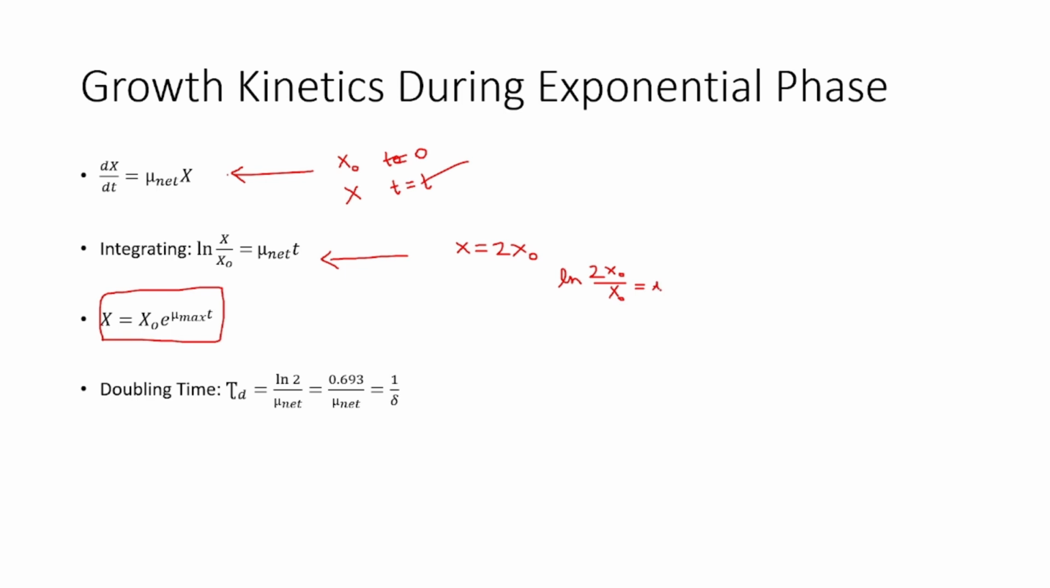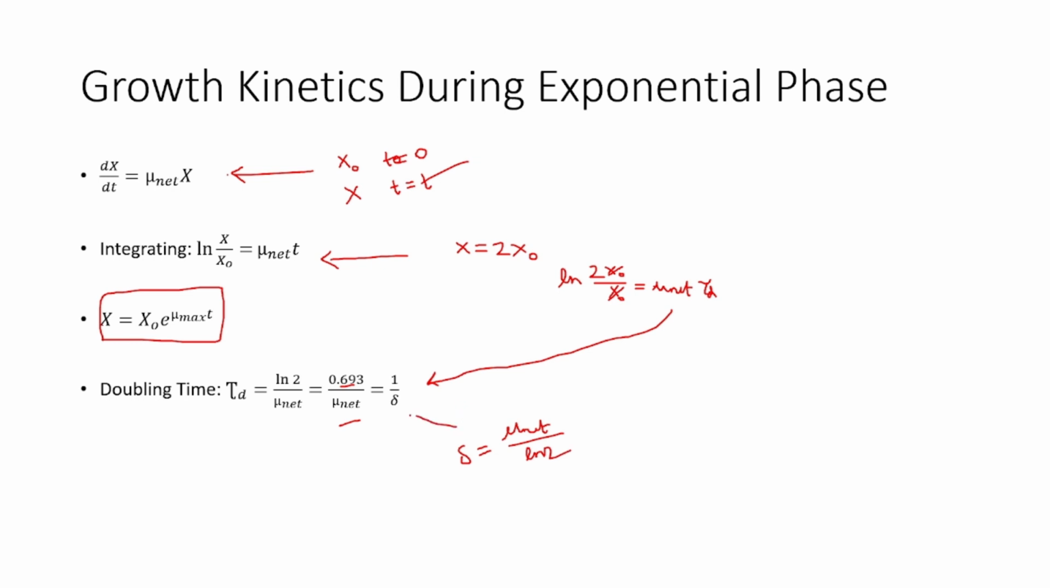suppose we designate this t as tau d. So the X naught will cancel, and tau d will be equal to ln2 by mu net. Ln2 value is 0.693, so it will be 0.693 by mu net, and it is actually the inverse of 1 by delta, because if you remember, delta is mu net by ln2, as I have taught you. Here you are writing ln2 by mu net, that means it is the inverse of 1 by delta.